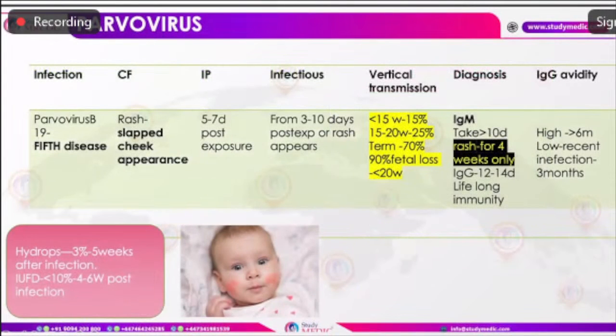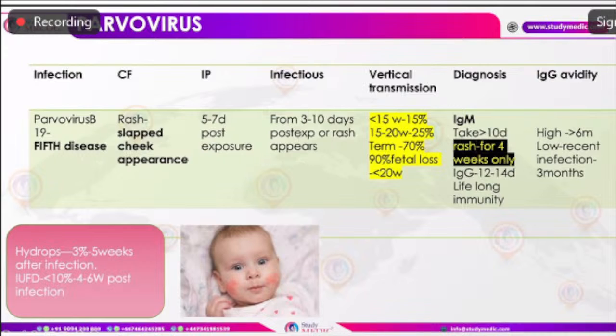Going on next, a few important points to remember about parvovirus. Parvovirus B19 is also called fifth disease. The appearance of this is going to be the slapped cheek appearance, and the incubation period is going to be 5 to 7 days post-exposure. However, the infectious time is going to be 3 to 10 days post-exposure or until the rash appears.